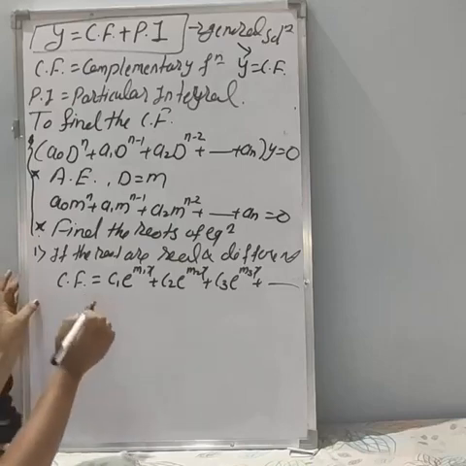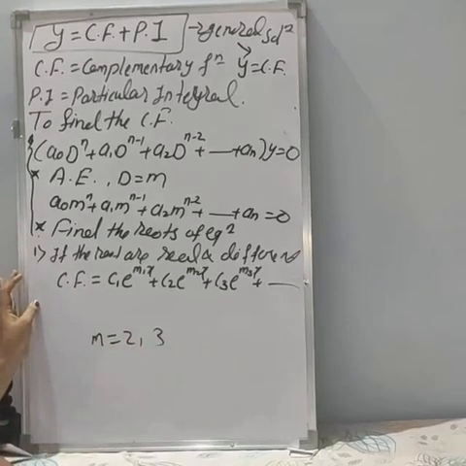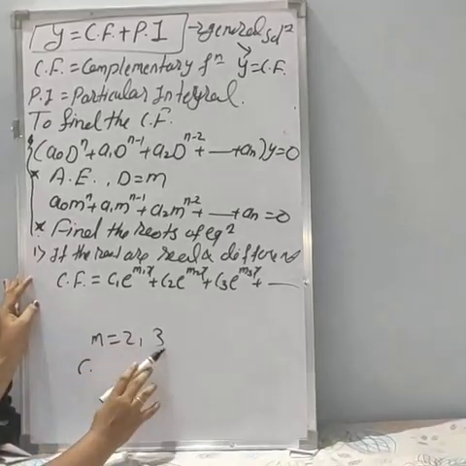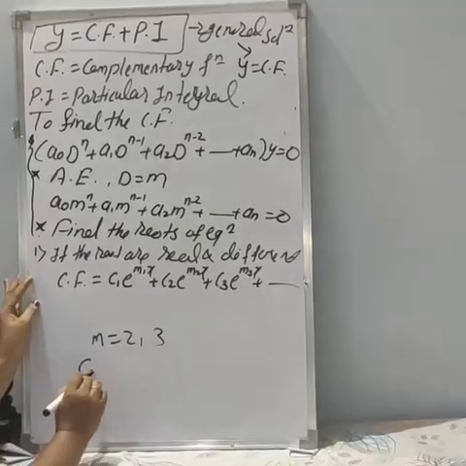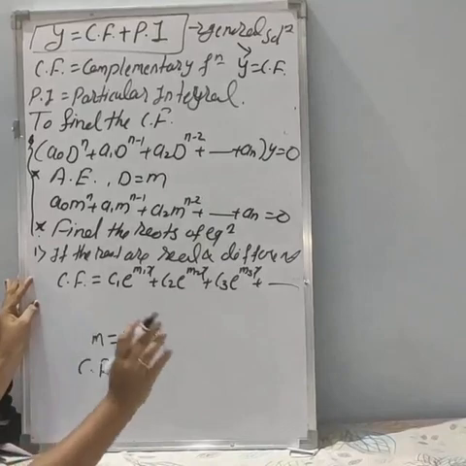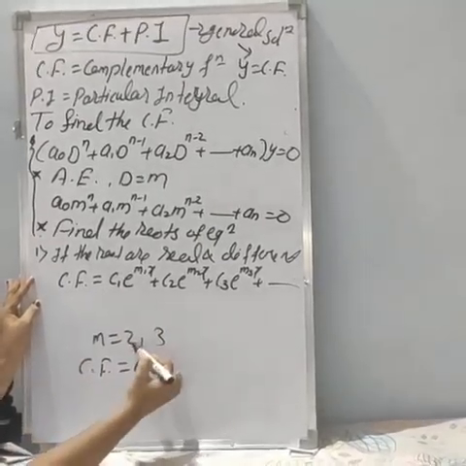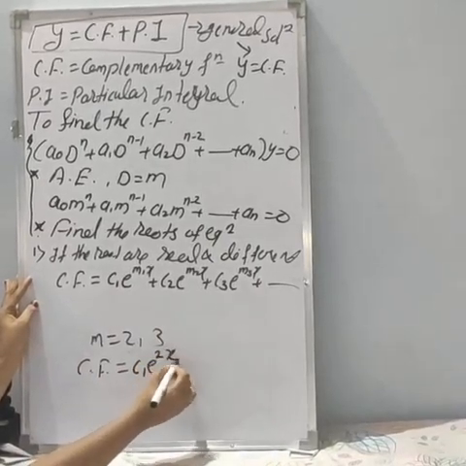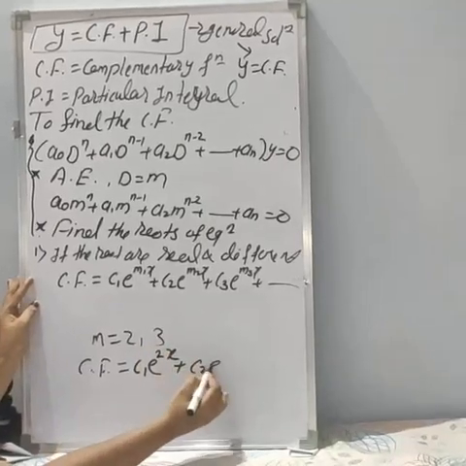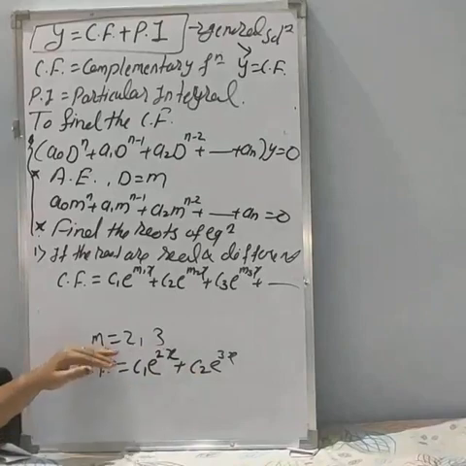Suppose you are getting m is equal to 2 and 3 as the roots. These are real numbers and they are different. So the complementary function can be written as c1 e to the power of m1x plus c2 e to the power of m2x, where c1 and c2 are constants. The first root is 2, so we write 2x, plus c2, and the second root is 3, so e to the power of 3x. This is the complementary function with respect to these roots.